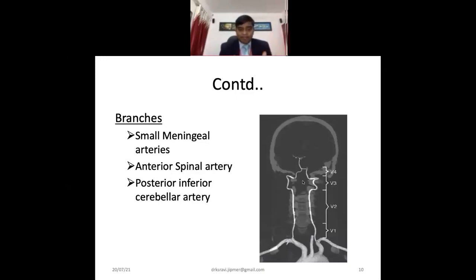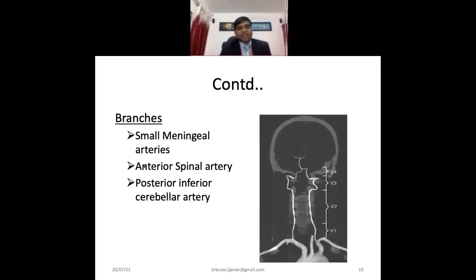So it unites with the opposite side vertebral artery, and at the level of the lower end of the olive, it forms a single median trunk which descends down in the median longitudinal fissure and forms the anterior spinal artery.